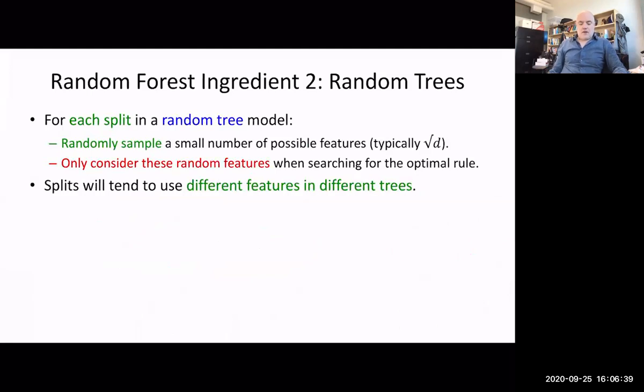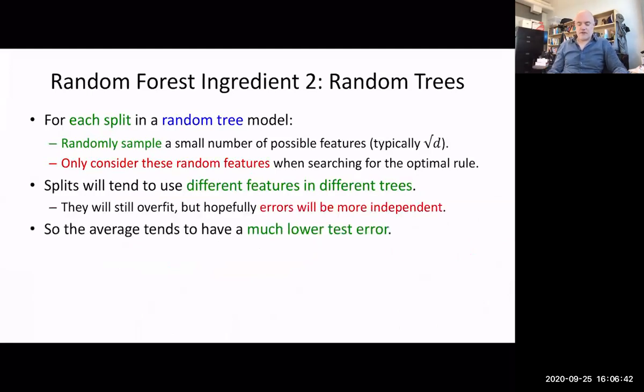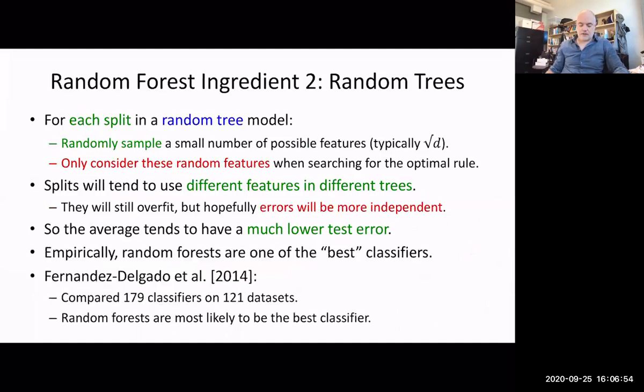Of course, when you do this, the splits will tend to use different features in different trees. The trees will still overfit, particularly if they're deep, but the errors that they make will be more independent. So the average will, like we talked about before, tend to have much lower test error. So empirically, and this is important, and this says something about nature and the compatibility of random forests with natural data sets, random forests have been empirically demonstrated to be basically one of the best out-of-the-box classifiers. So there's a paper from 2014, which established a baseline data set of data sets.